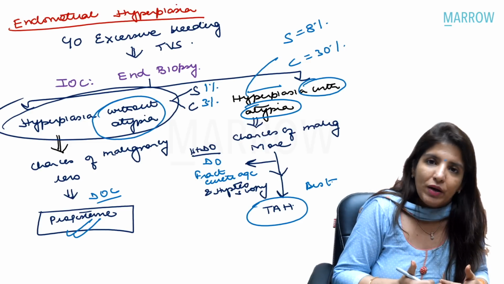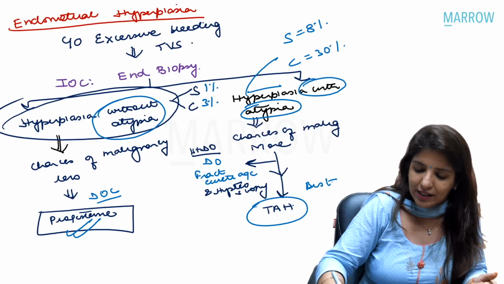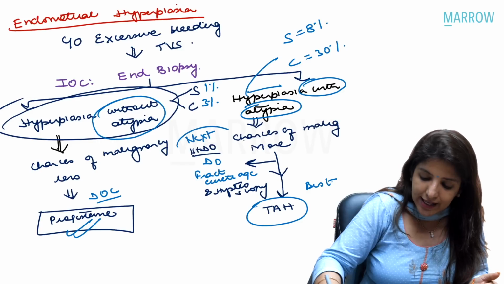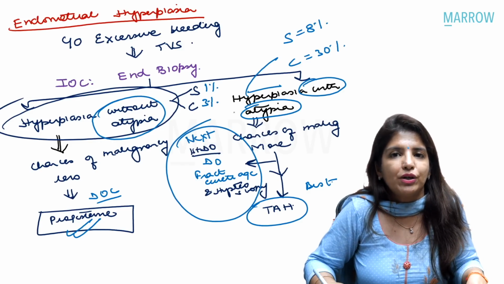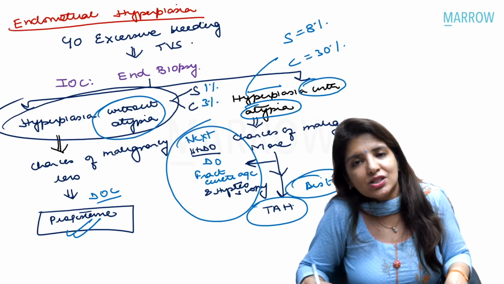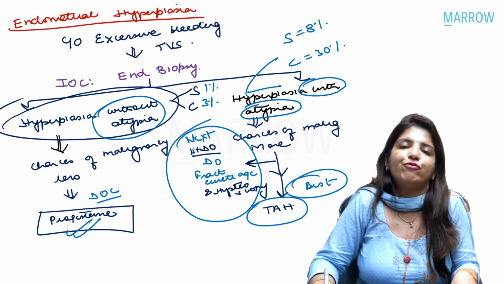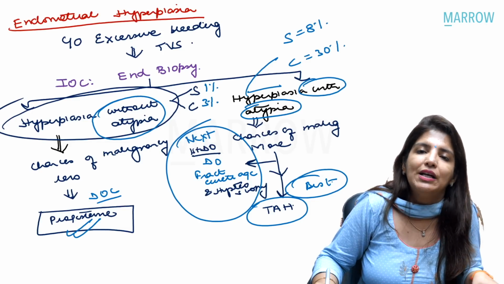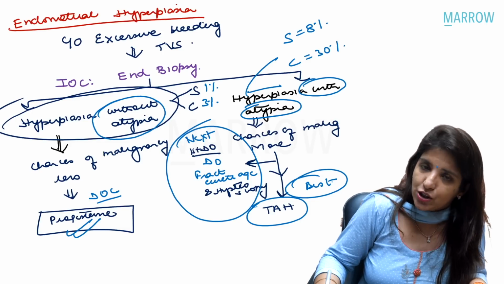So whenever the report comes as atypical endometrial hyperplasia, whether it is simple or complex, read the question very carefully. If they ask you what is the next step, the next step is fractional curettage and hysteroscopy. If they ask you what is the best management, it is hysterectomy, total abdominal hysterectomy. Clear to all of you?